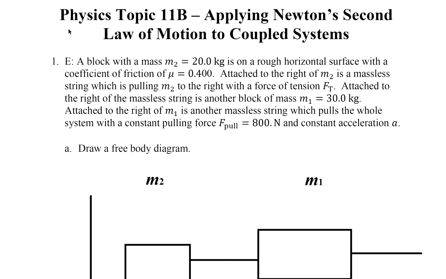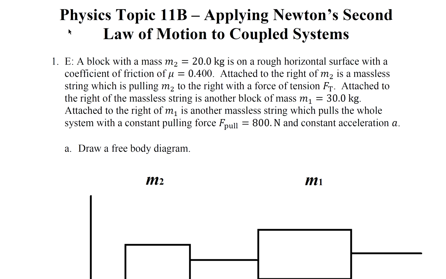Question 1. A block with the mass of 2 kilograms is on a rough horizontal surface with a coefficient of friction 0.4. Attached to the right of M2 is a massless string which is pulling M2 to the right with the force of tension Ft. Attached to the right of the massless string is another block of mass M1 equals 30 kilograms. Attached to the right of M1 is another massless string which pulls the whole system with a constant pulling force of 800 newtons and constant acceleration A.